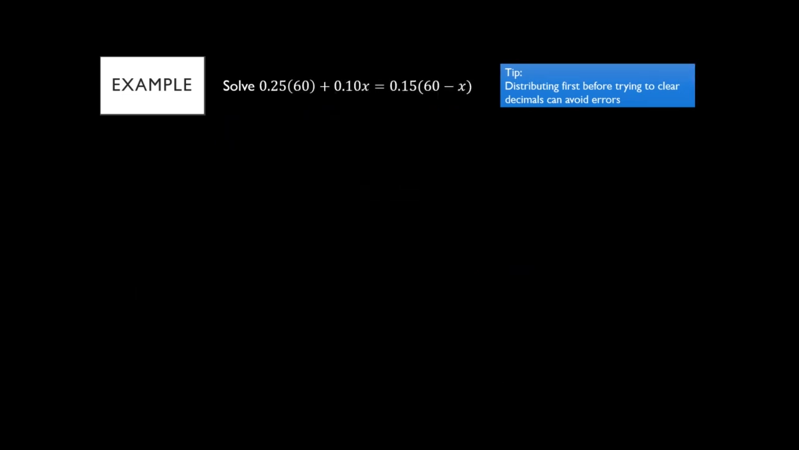So this is my last example, and it's another one where we've got decimals and you've got some things distributed. And so again, I recommend we distribute first before we try to clear the decimals. And when we distribute, I also recommend we do this multiplication right here, the 0.25 times 60. So, you know, even though we're trying to get rid of decimals, you're still going to be using your calculator. So 0.25 times 60 gives me 15. And then I have plus 0.10x.